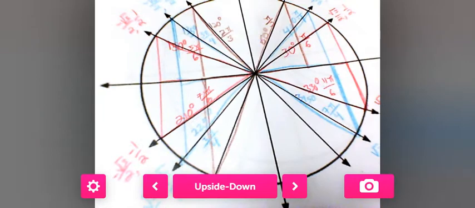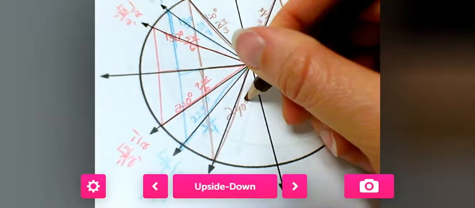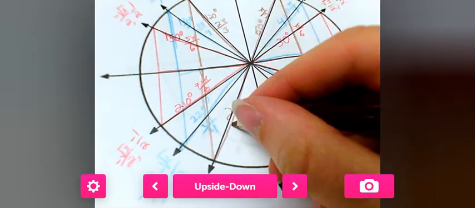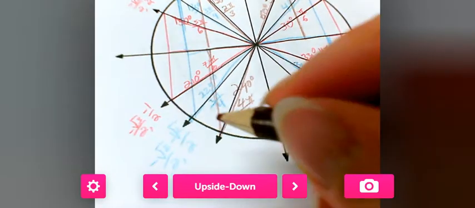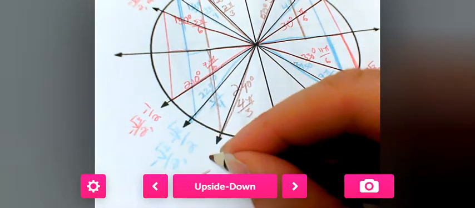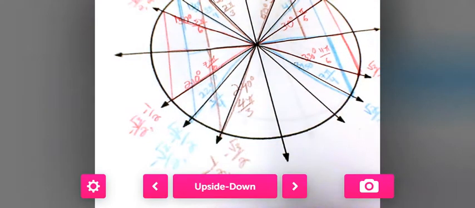Okay. And this right here is 240 degrees. And it's 4 pi over 3. And its points are negative 1/2, negative square root 3 over 2. So we've got one more to go, and then I'm going to do the 4 big ones: 0, 90, 180, 270, 360. But 360 and 0 are the same.